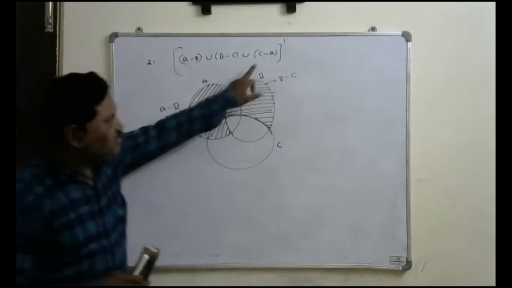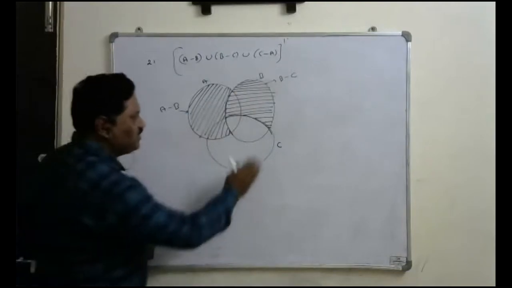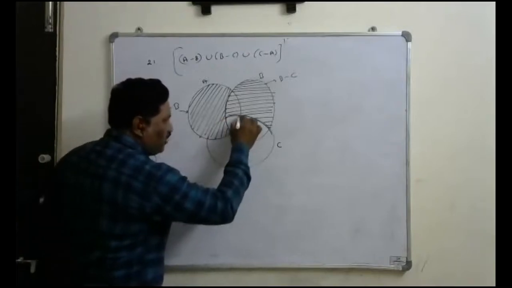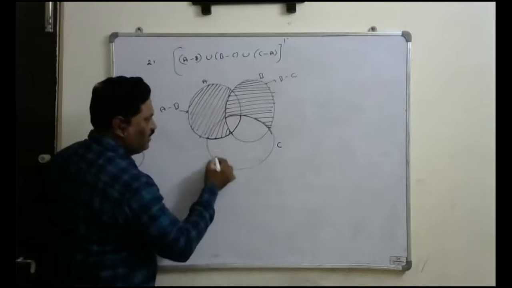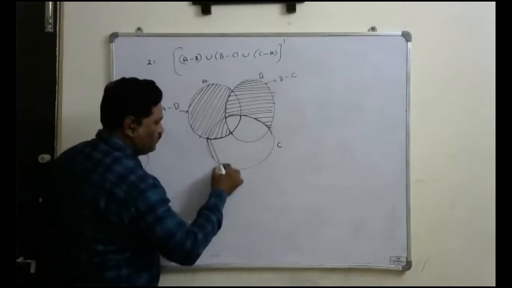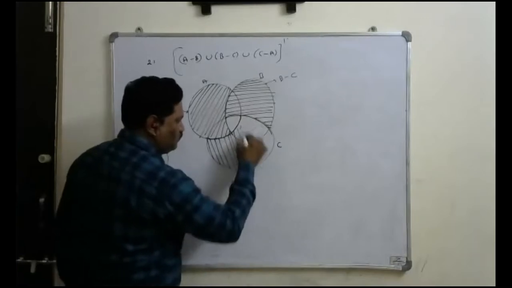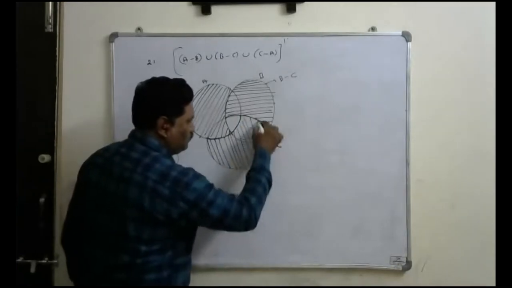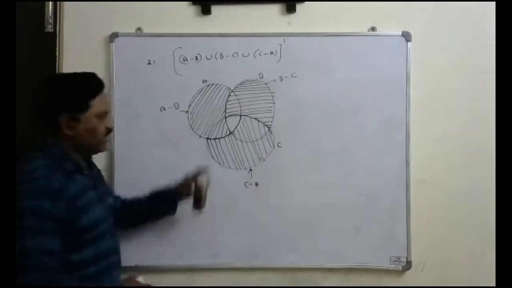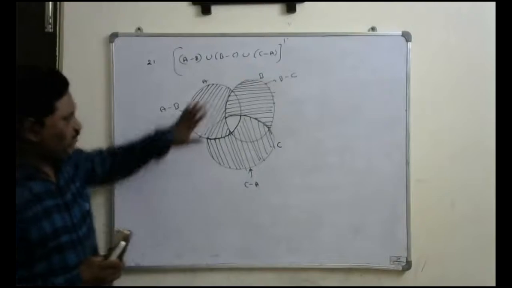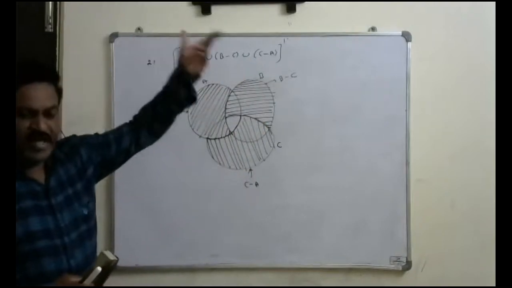Next, third one, C minus A means that is the area available in C only but not in A. This is the C part. From that, this A part we will subtract. The remaining part I will take. So I will take this hashed area like this. This is C minus A. So this is A minus B, this is B minus C, and this is C minus A. So there is a union, whole dash.